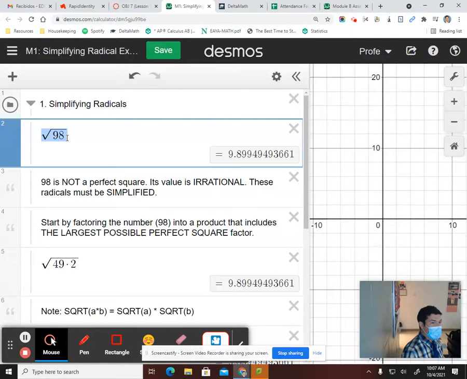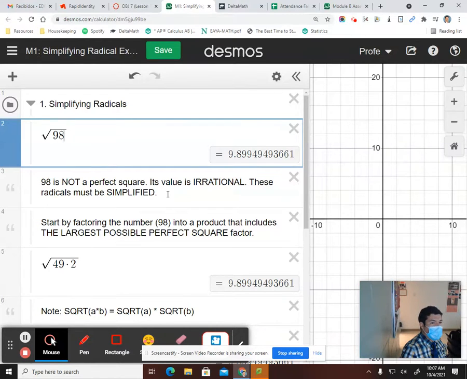Okay, the square root of 98. If you type it into Desmos, and for most of your work I recommend using Desmos, all right? Desmos tells me this expression has a value of 9.89, blah, blah, blah, a lot of nasty, ugly decimals. And my job is to simplify it, to write it in a more simple way.